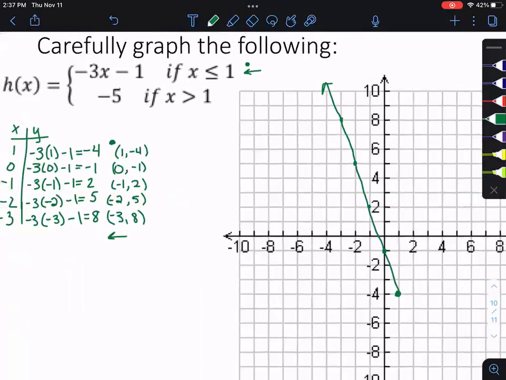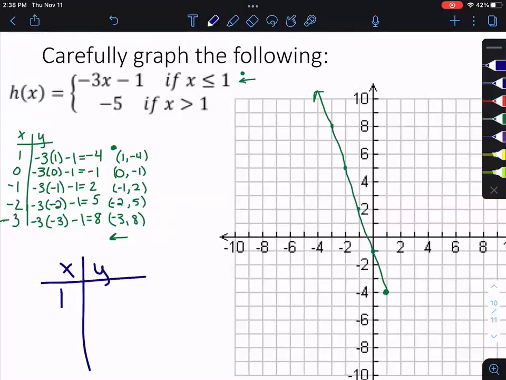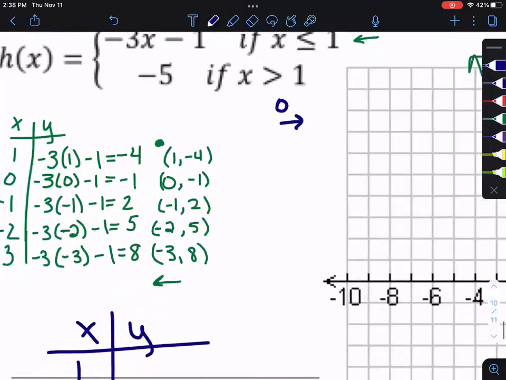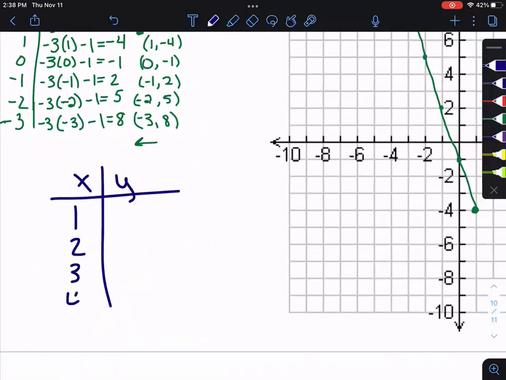For the second piece of our graph, we're going to use x values that are greater than 1. We're going to start at 1 using an open circle, and our arrow is going to head to the right. So any number greater than 1, we're going to use, say, 2, 3, 4, 5.